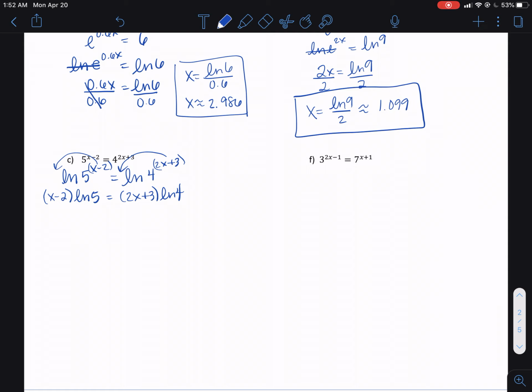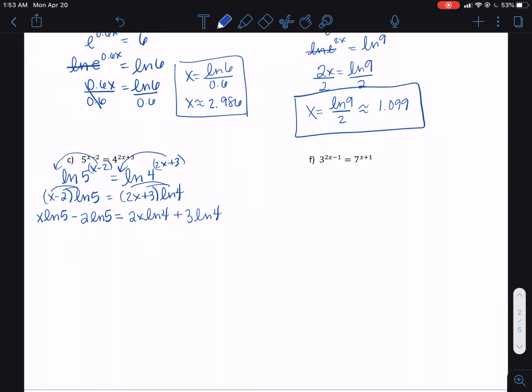So here's where you have to be careful. The natural log is just a number. So this is very similar to having x minus 2 times 3. What we would normally do is distribute, which is exactly what we're going to do here. So we get x natural log of 5 minus 2 natural log of 5 equals, distribute again, 2x natural log of 4 plus 3 natural log of 4.